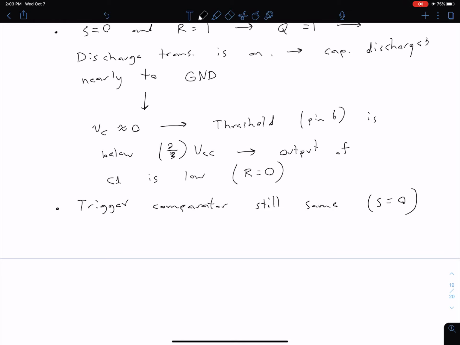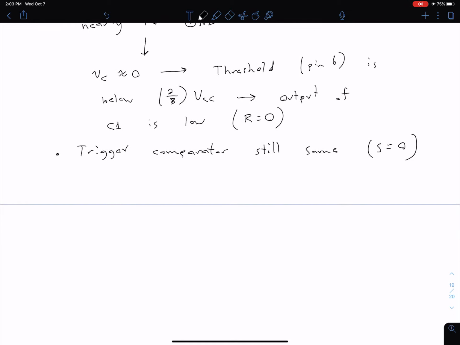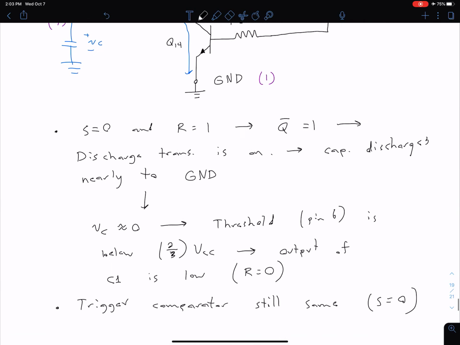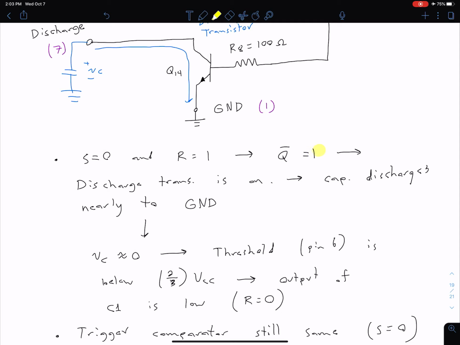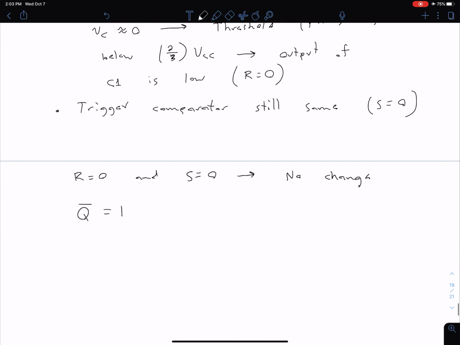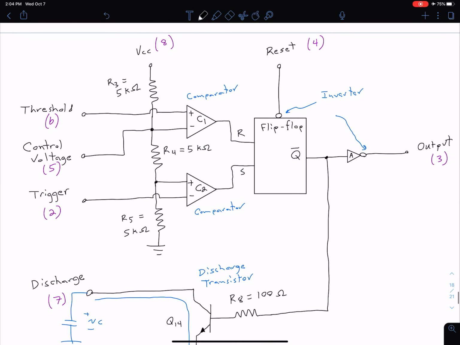So going back to our truth table, we know that R equals 0 and S equals 0 is just our no change. So what this means is we have no change, and our output is going to stay how it was, which means that it is going to stay at Q naught equals 1. And so previously we had said Q naught equals 1 here, and so it's just going to be staying at that Q naught equals 1.